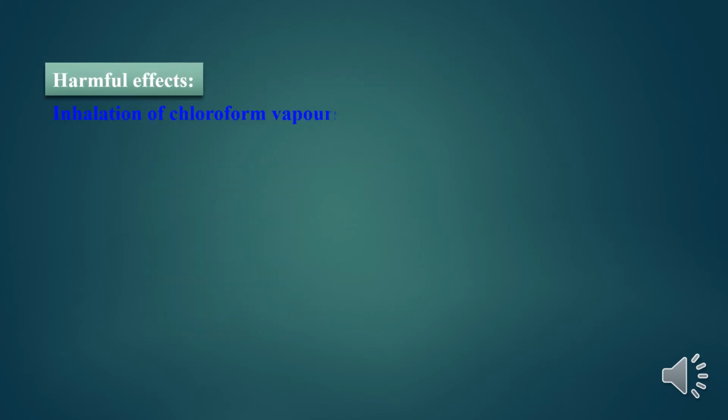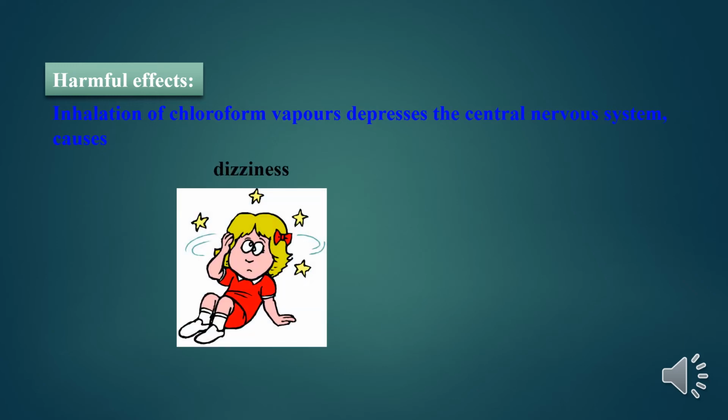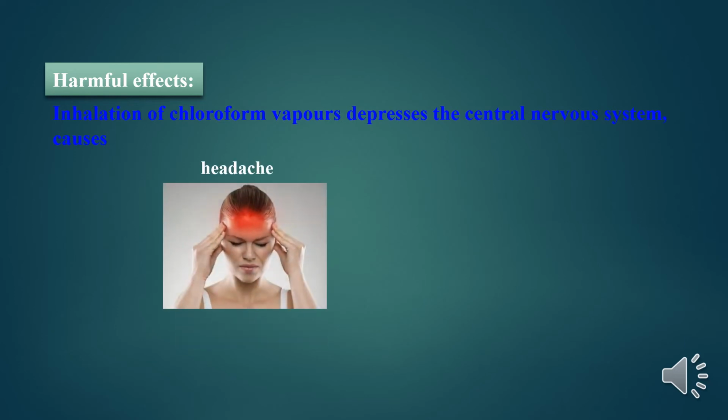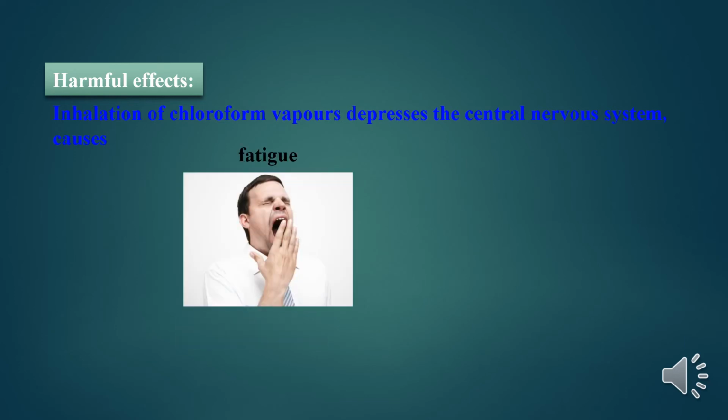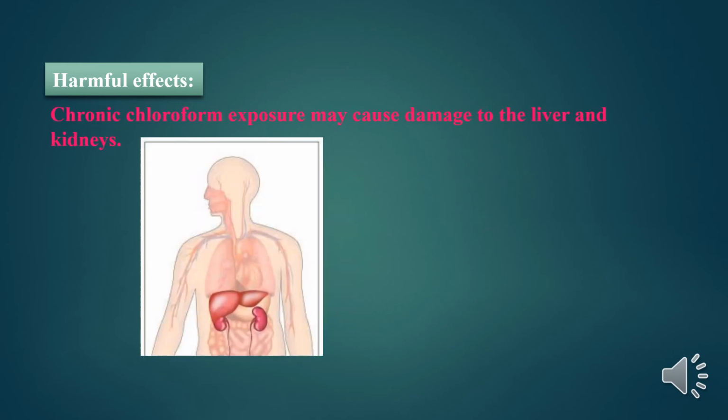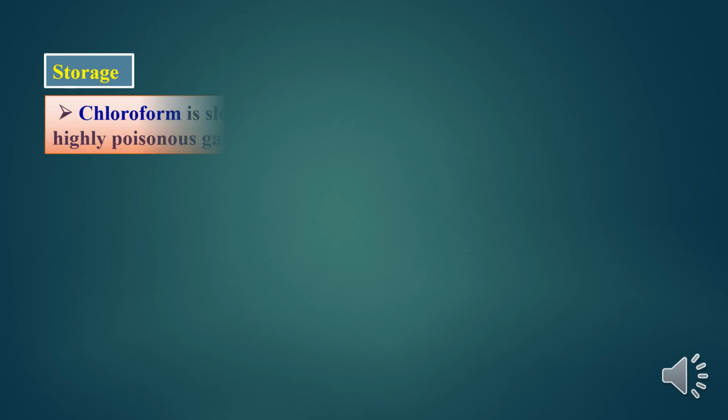Other than that, the harmful effects of chloroform. Chloroform vapors depress the central nervous system and cause, again like dichloromethane, dizziness, headache, fatigue, and chronic chloroform exposure may cause damage to the liver and kidneys. So these are the harmful effects of chloroform. Then storage.